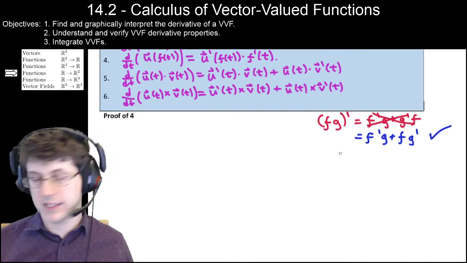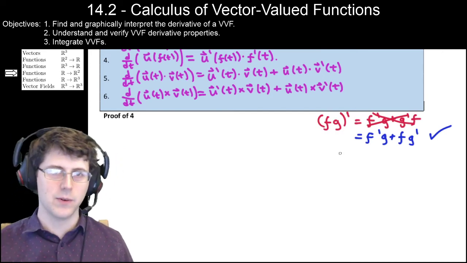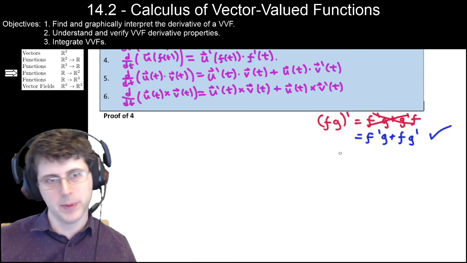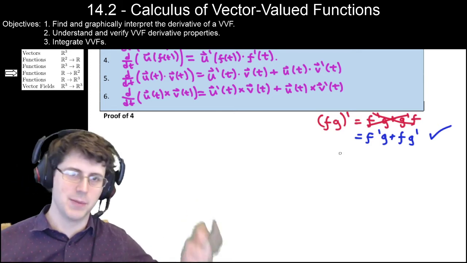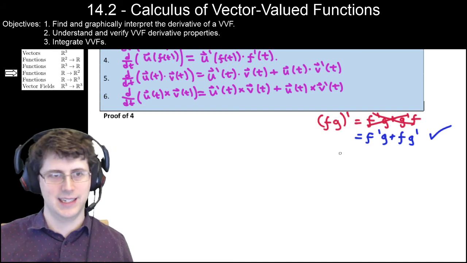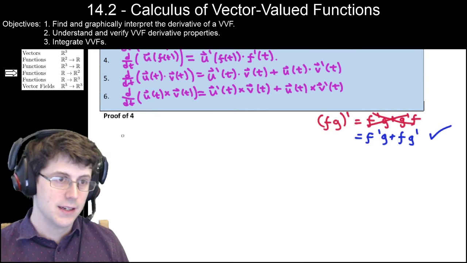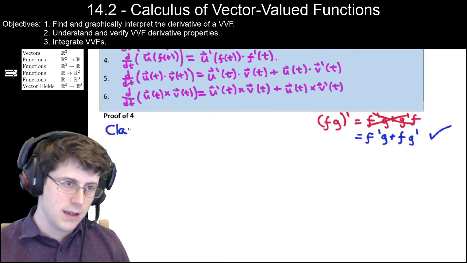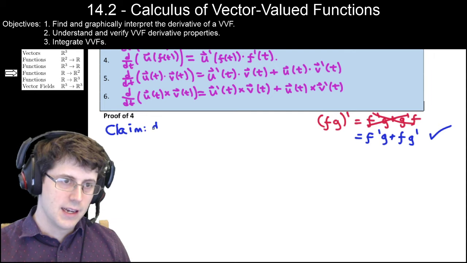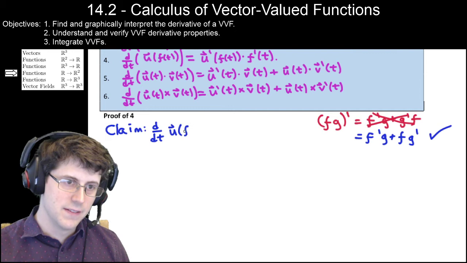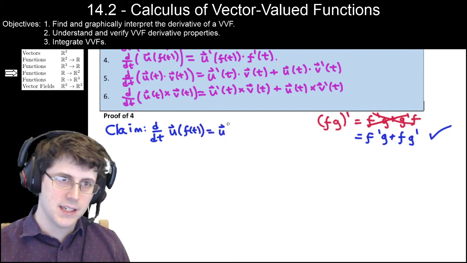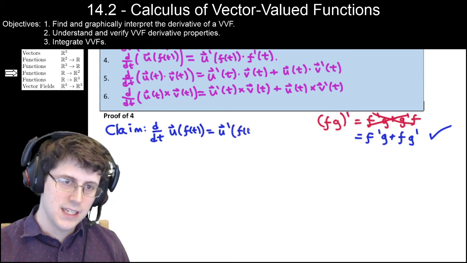So I don't want to prove all these. The proofs are not all that interesting, but I don't want you to feel like these are just rules that we made up, and your job is to believe the rules. I don't know, it seems really miserable. So we should prove at least one of them. I'll just prove number 4. The claim is that no matter what functions I have, if I take the derivative of u of f of t, I'll just get u prime of f of t times f prime of t.